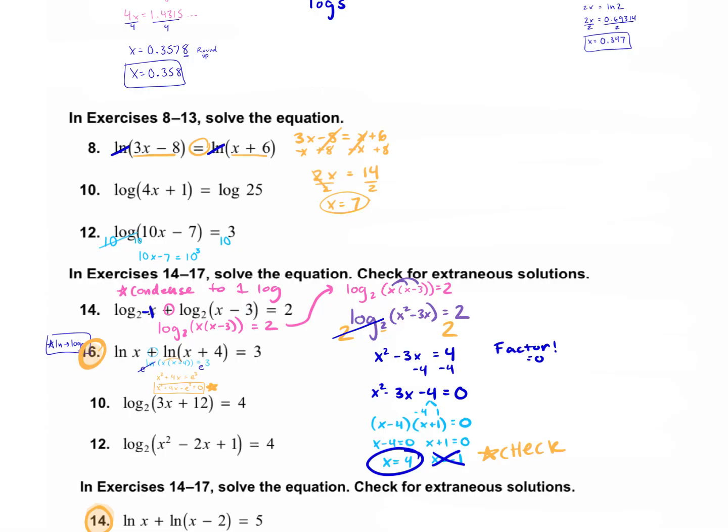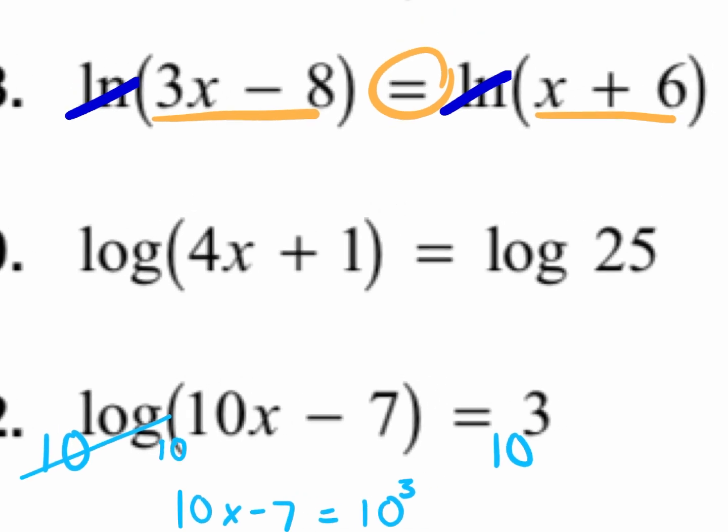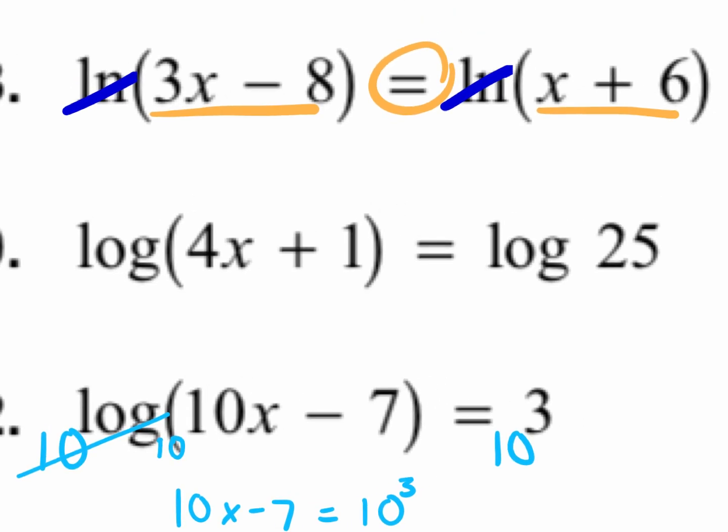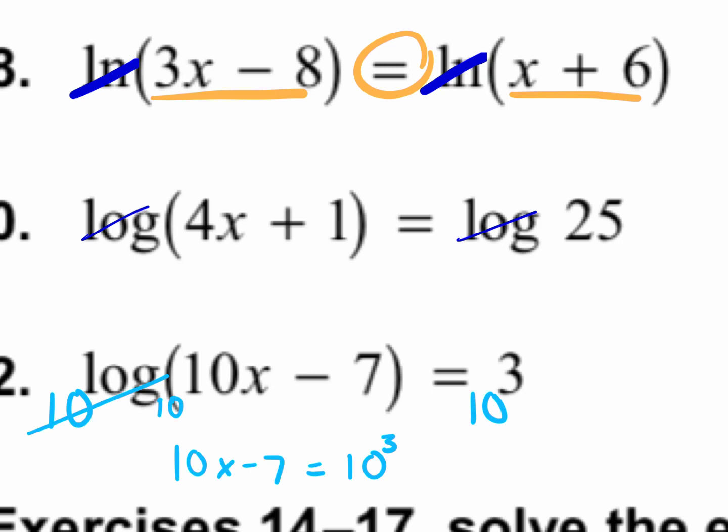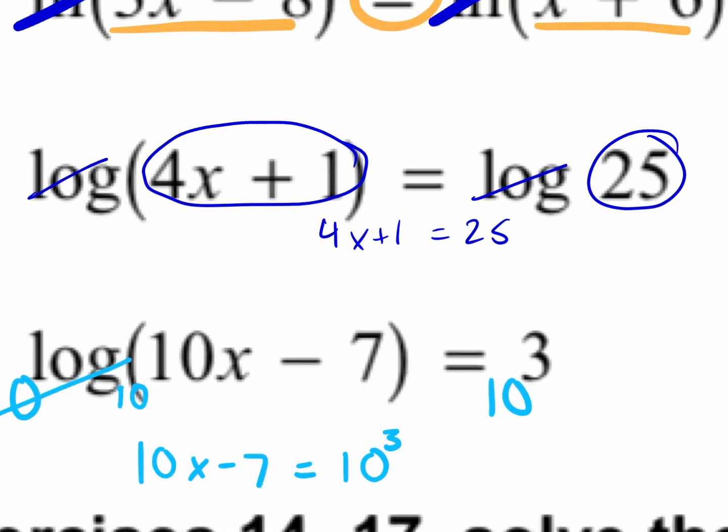Let's look at number 10. What could I do for number 10? What do I do if I have a log is equal to a log? They cancel. So we can just cancel out the log. So same thing I did with number 8. If you have an ln is equal to an ln, you cancel out the ln's or cancel out the logs and set whatever you were taking the log of equal to each other. So 4x plus 1 is equal to 25.